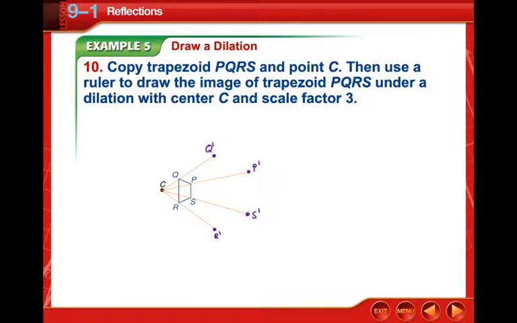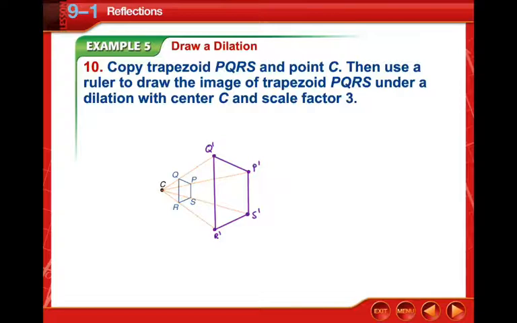And again, we connect our points. And there's our enlarged trapezoid: P prime, S prime, R prime, Q prime. Increased by a factor of 3.